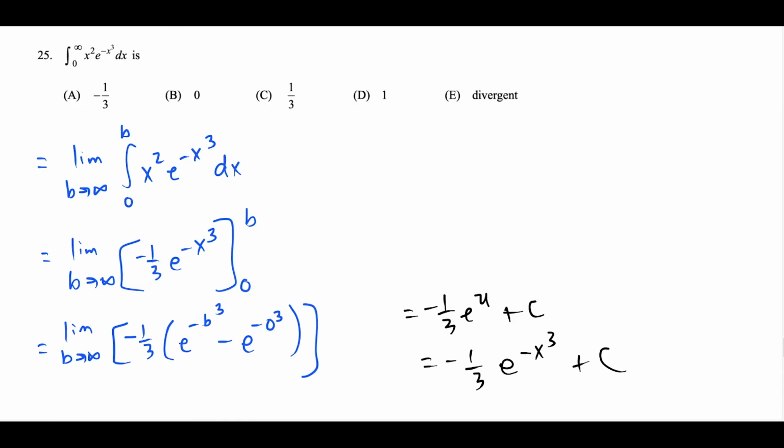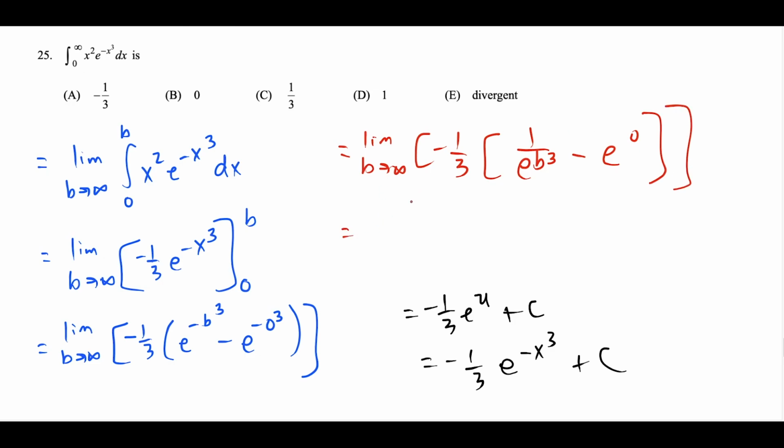So what we have, and let's just change colors so the work doesn't collide, is the limit as b approaches infinity. This is equal to negative 1/3, and now this is 1 over e to the b cubed minus, and then this is e to the 0 when we have negative 0 cubed. So now we close this out, and we evaluate the limit. We have negative 1/3, and then 1 over e to the infinity cubed is going to 0, minus 1, and now you have negative 1/3 times negative 1 is 1/3. So this works out to choice C.